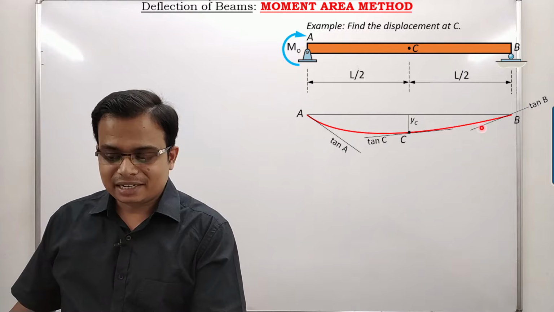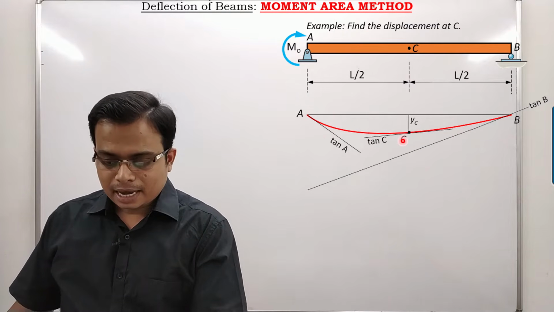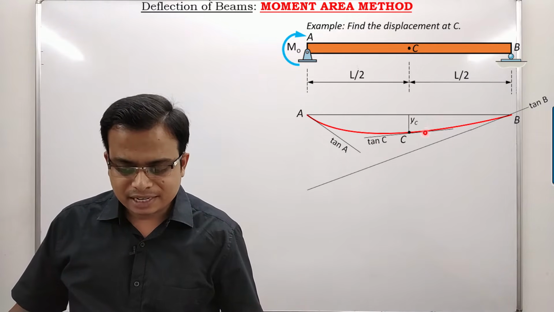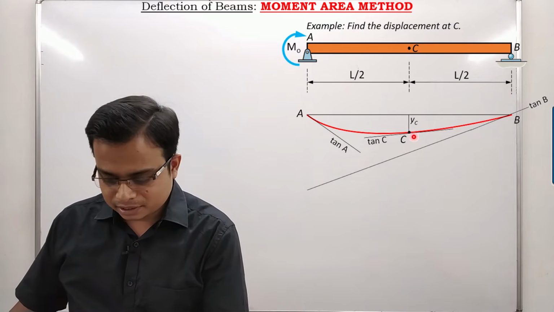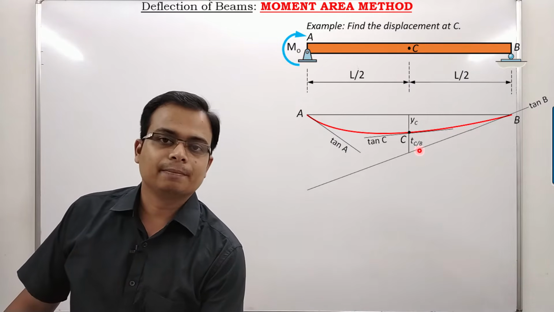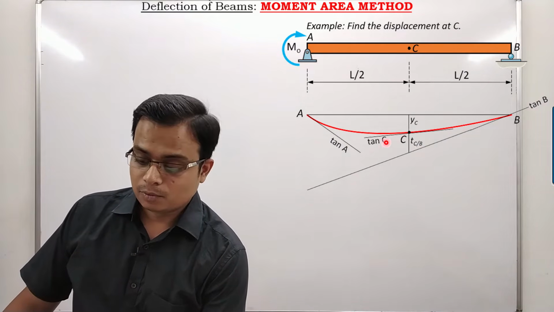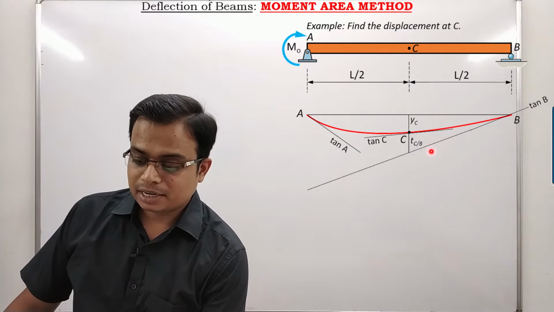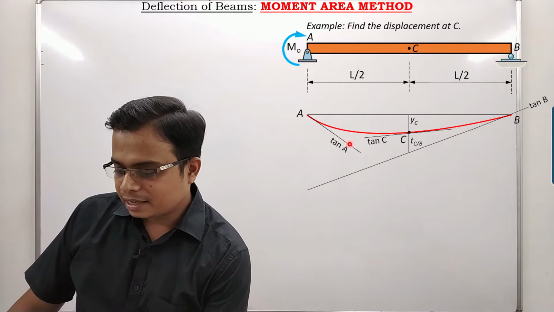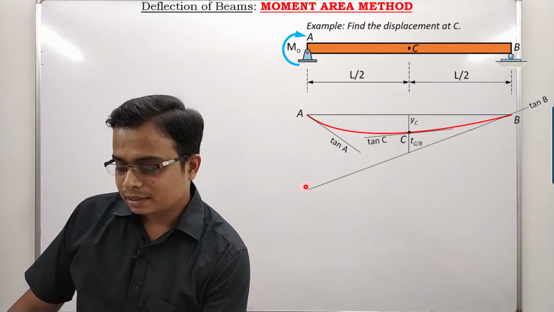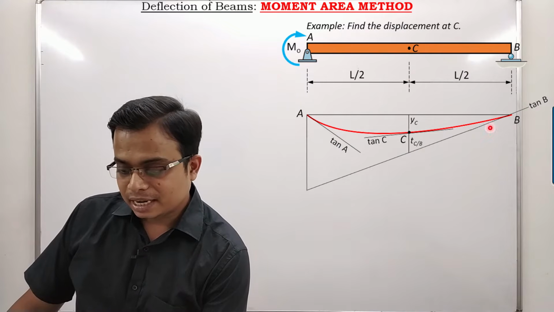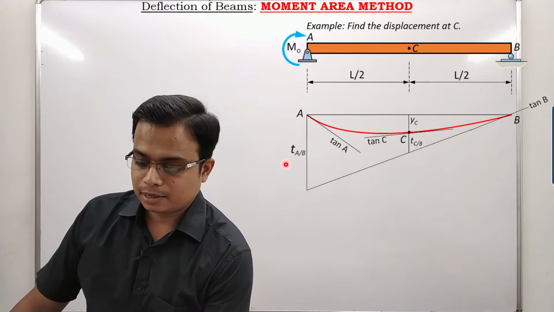Now what to do? Just try to extend this tangent at B, right? And vertical displacement, just listen to what I have to say. Vertical displacement of the tangent at C with respect to the tangent at B, this distance, that is TCB. Similarly, in the same pattern, this is the tangent at A. If I draw a vertical line, then that would qualify as the vertical displacement of the tangent at A with respect to the tangent at B.